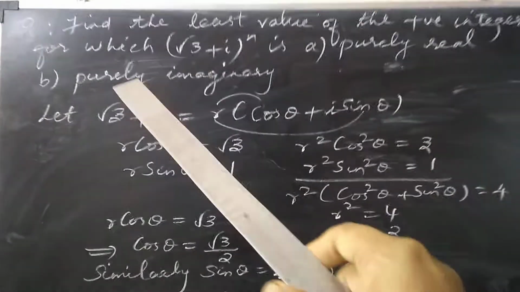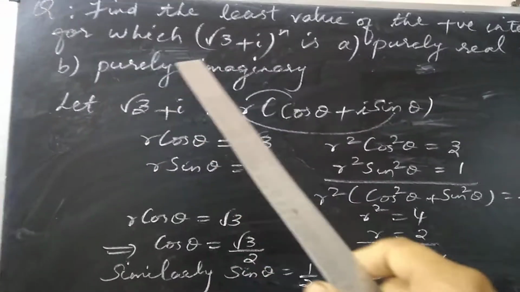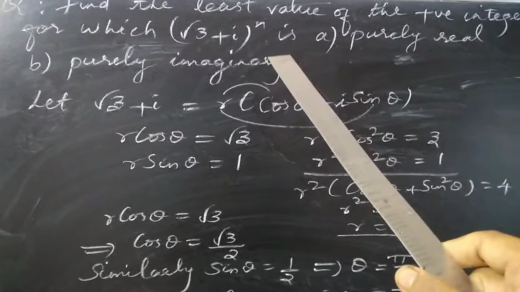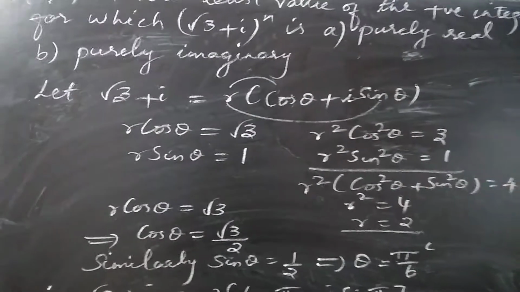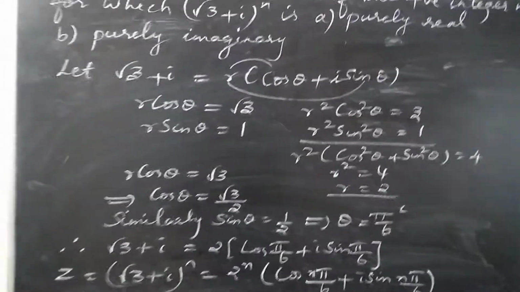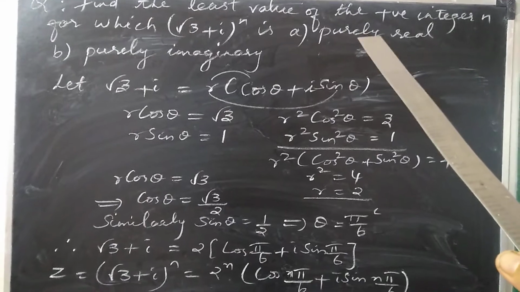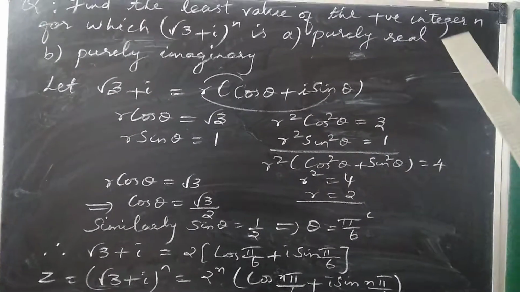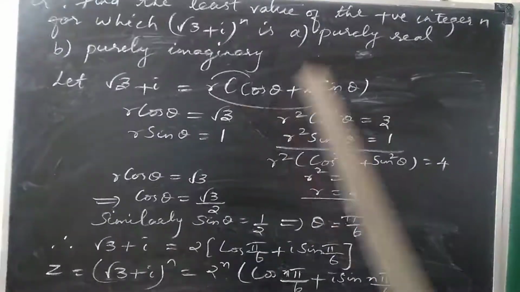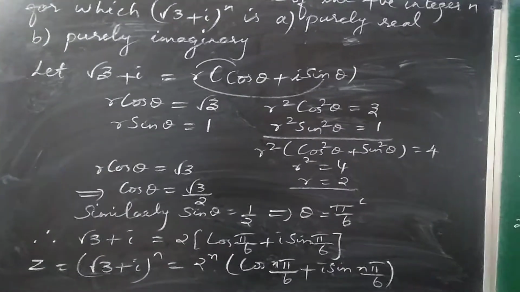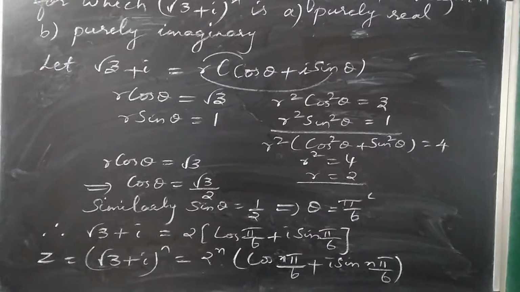So the question here is, find the least value of the positive integer n for which (root 3 + i)^n is (a) purely real, and (b) purely imaginary. So what should be the least positive integer? They make it very clear it has to be the least positive integer, because if you put n as 0, it becomes purely real, since anything power 0 is 1. So that option is ruled out. It has to be a positive integer.